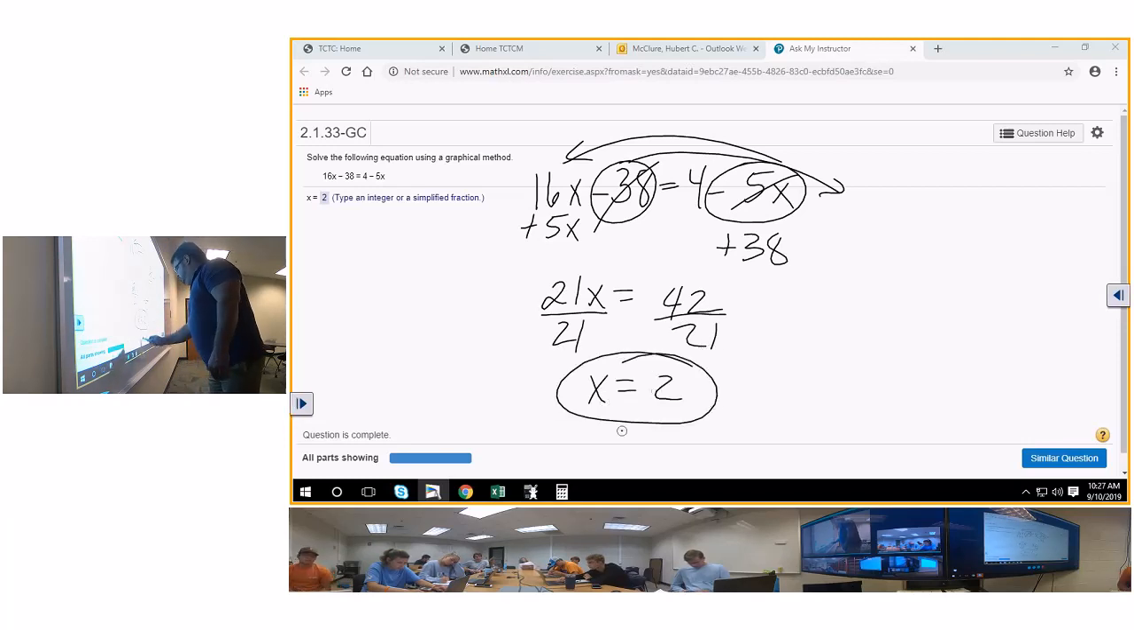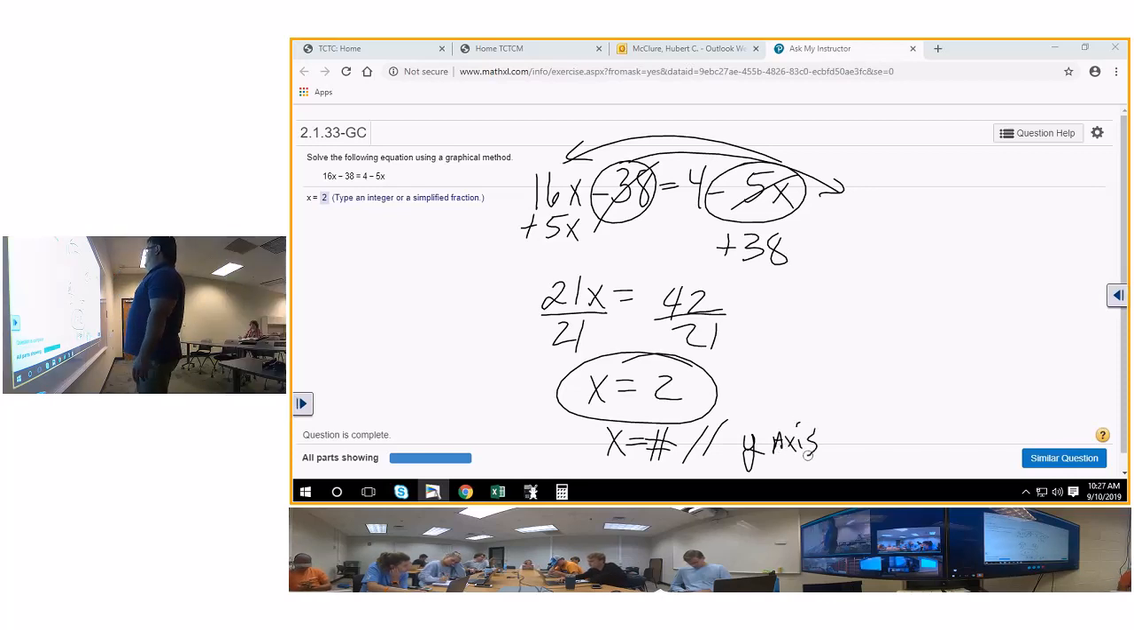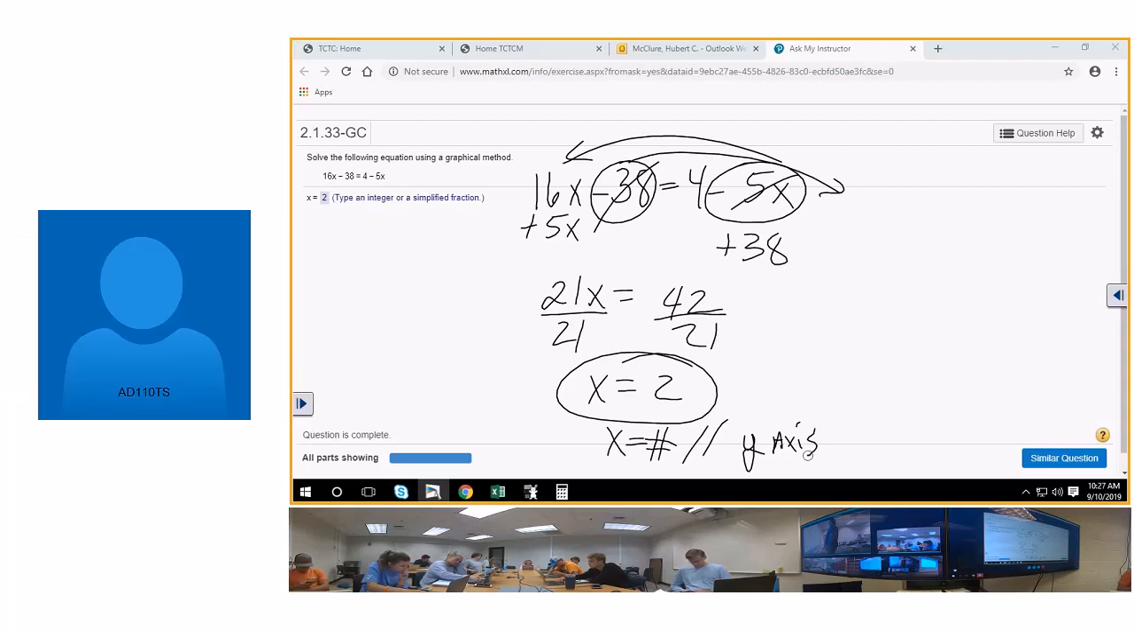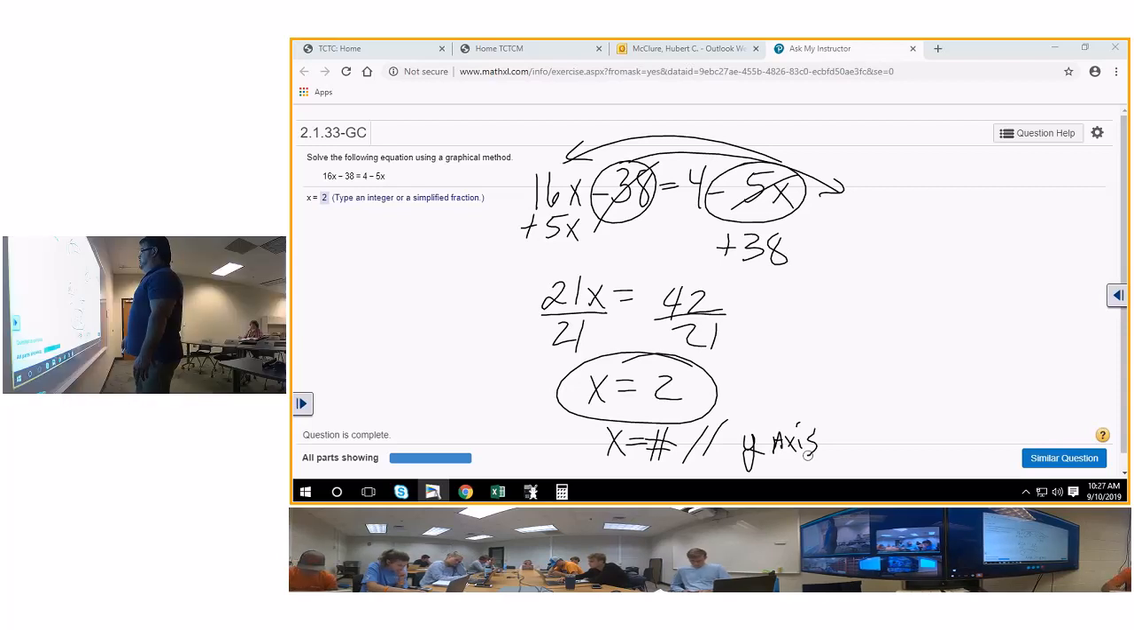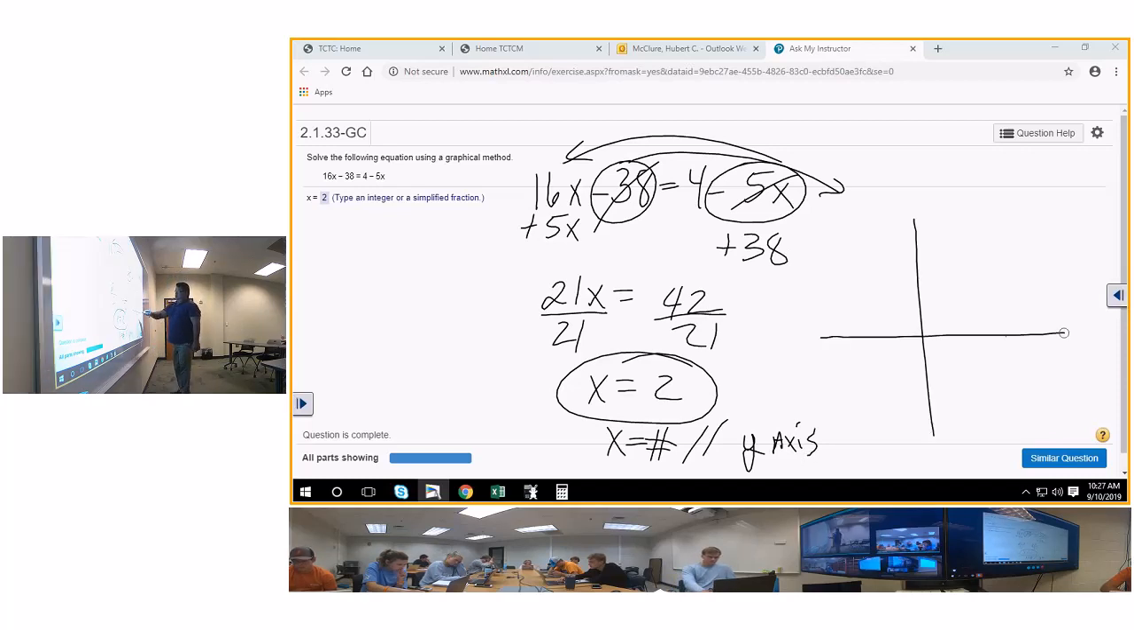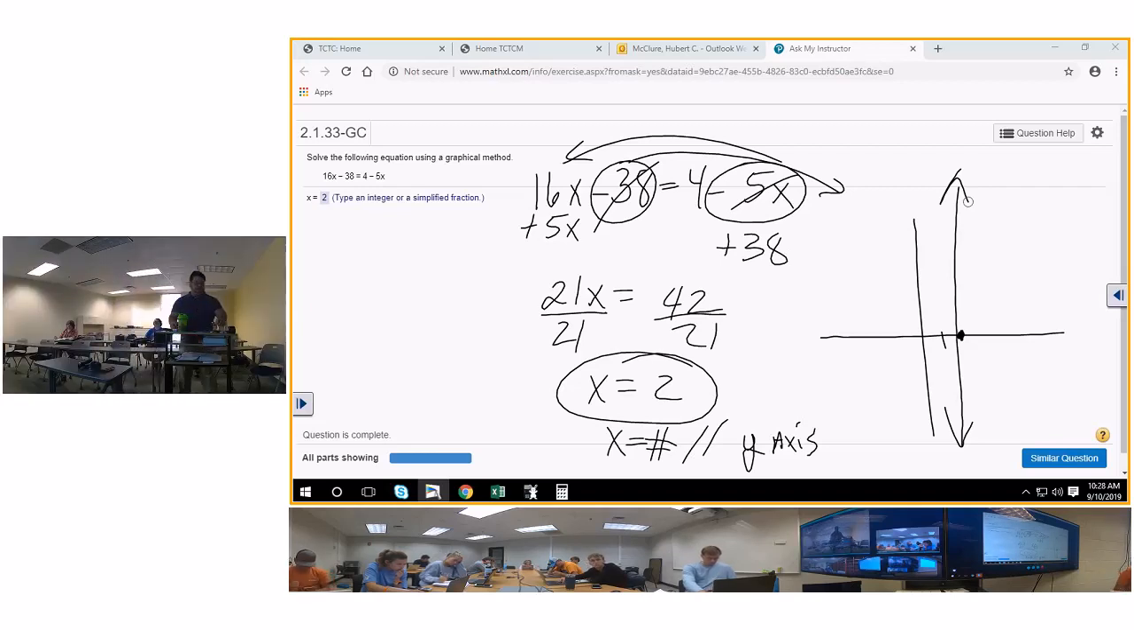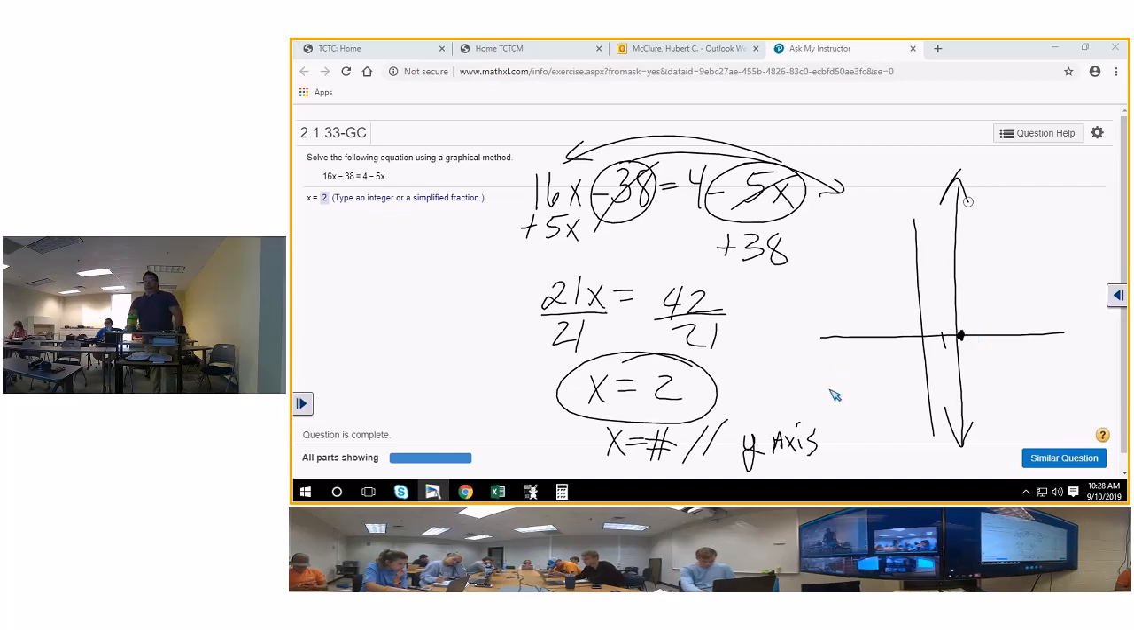When x is equal to a number, it's parallel to what axis? Did I mess up? No, I don't think so. Okay, so what does it look like? 1, 2, and what's it parallel to? The y-axis. So that's what it looks like. When y is equal to a number, it's parallel to what? The x-axis.